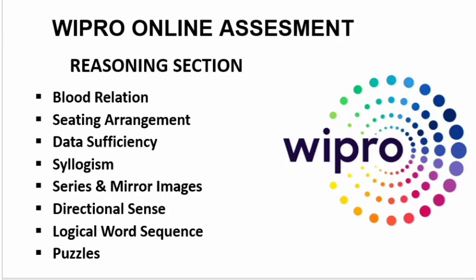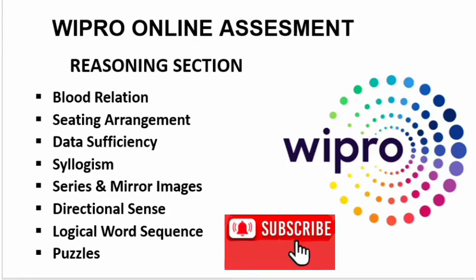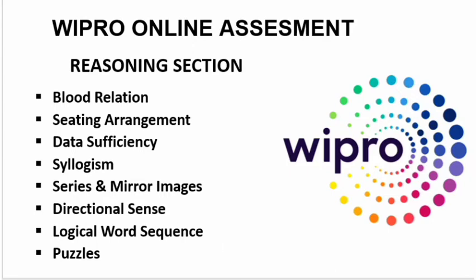Some of the important topics that I have mentioned here are blood relation, seating arrangement, data sufficiency, syllogism, then series and mirror images, directional sense, logic word sequence and puzzle. These are some of the basic topics that I have mentioned. There are a few more topics also that you can study directly online. So this was all about the reasoning section.